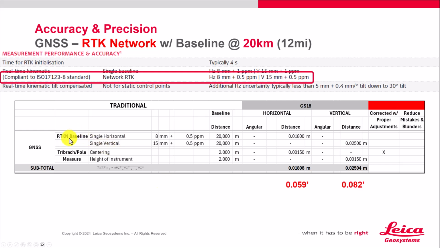We're going to come down here again with the RTK in baseline, and we're going to plug in those vector constant error and parts per million for a 20-kilometer baseline, Tribrach, and a measurement of the height of the receiver. And you end up with 0.018 and 0.025, or 600ths and 800ths, for using a network RTK with a baseline of 20 kilometers.